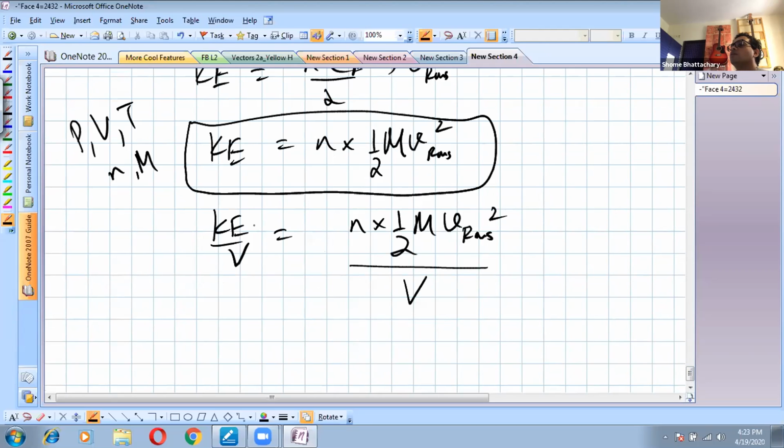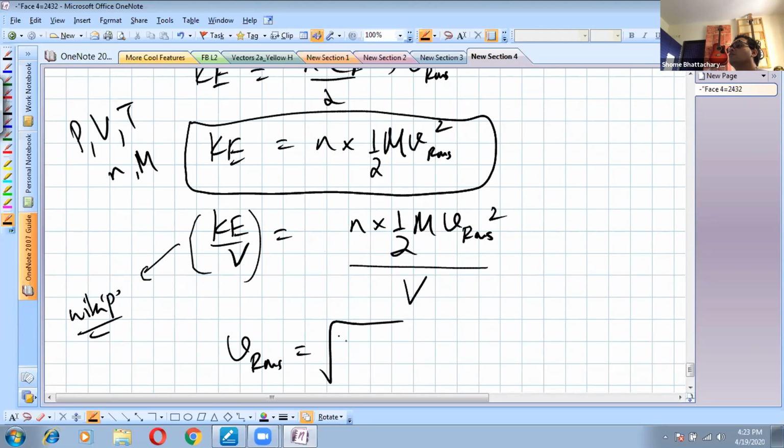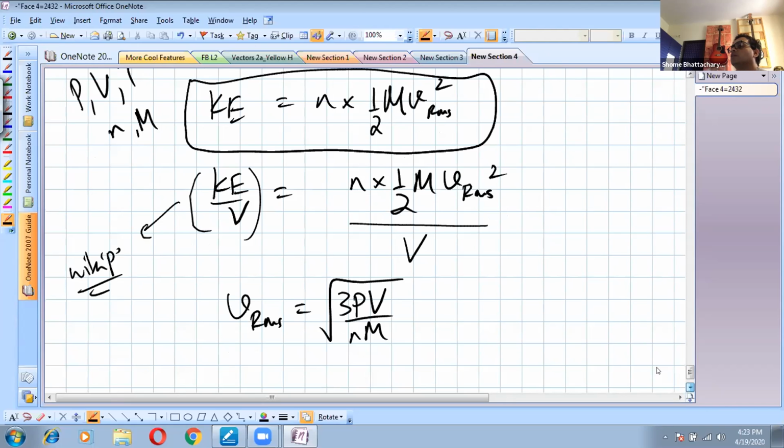Now I want to relate this quantity with pressure. So how do I do that? I understand that v_rms is equal to the square root of 3PV divided by n into M. So substitute that over.